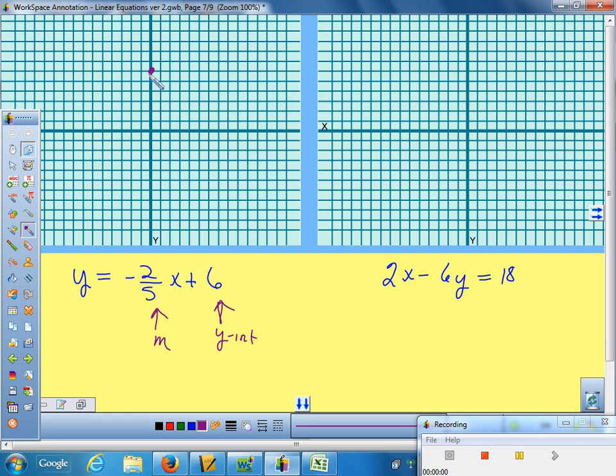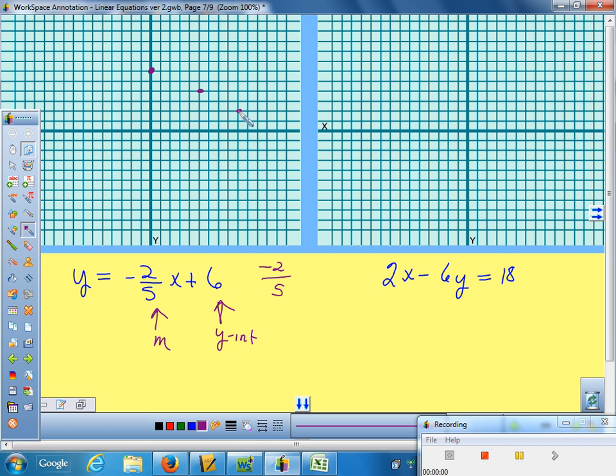How do you know whether the negative goes with the 2 or the 5? It doesn't matter. It only goes with one of them. So we can do it like it's negative 2/5. So we can do rise is down 2, and right 5. Okay, and I would recommend you do at least 3 points.